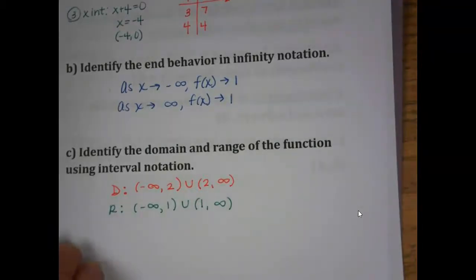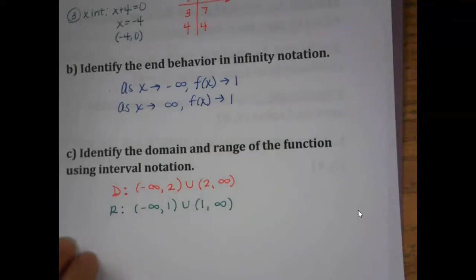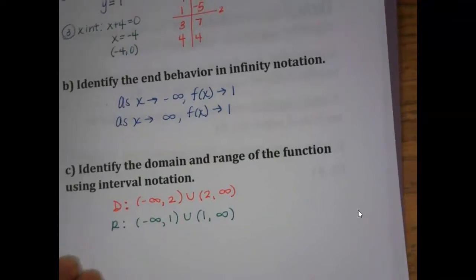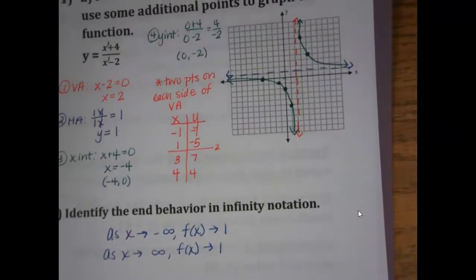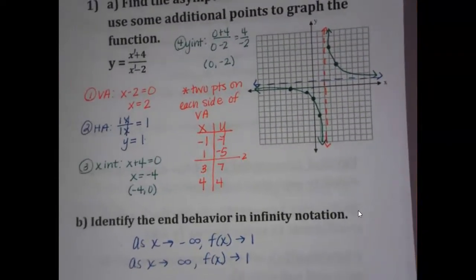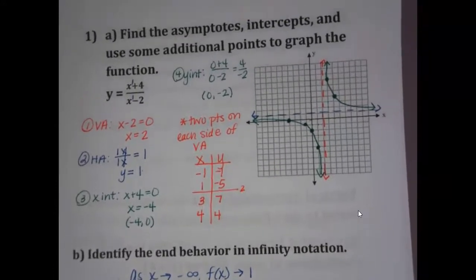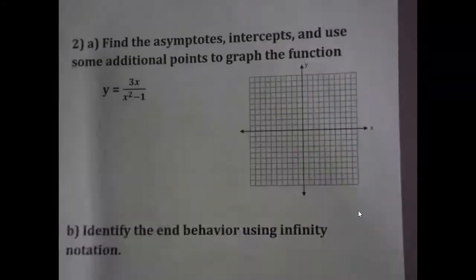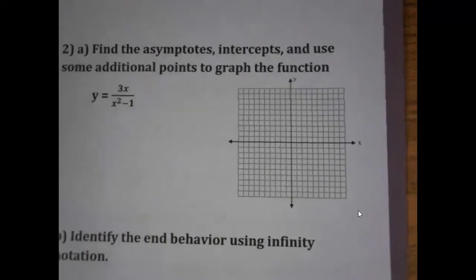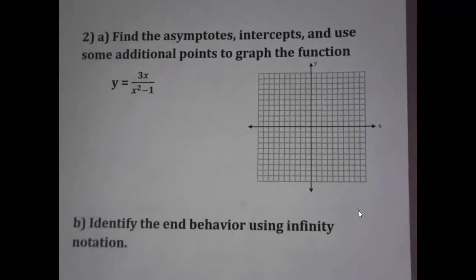All right, let's try another one, because these rational functions look very different from each other. There's a lot of them that look like this with the double branches, but as you'll see in our next example, they can look different with 3 branches. We're going to go through all the same steps again. So starting with our vertical asymptote.